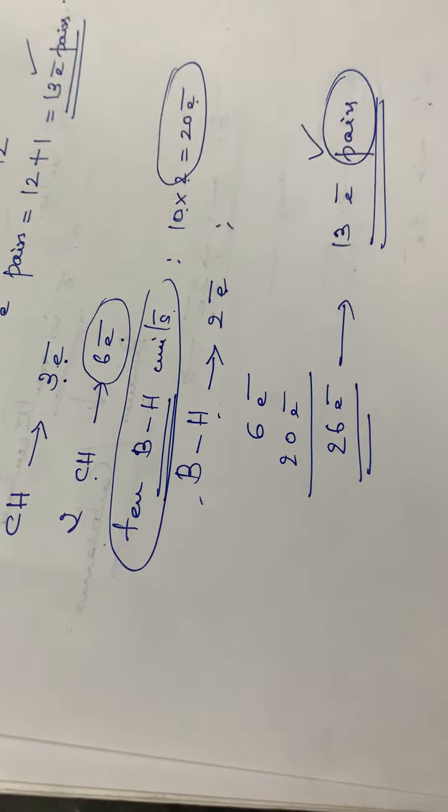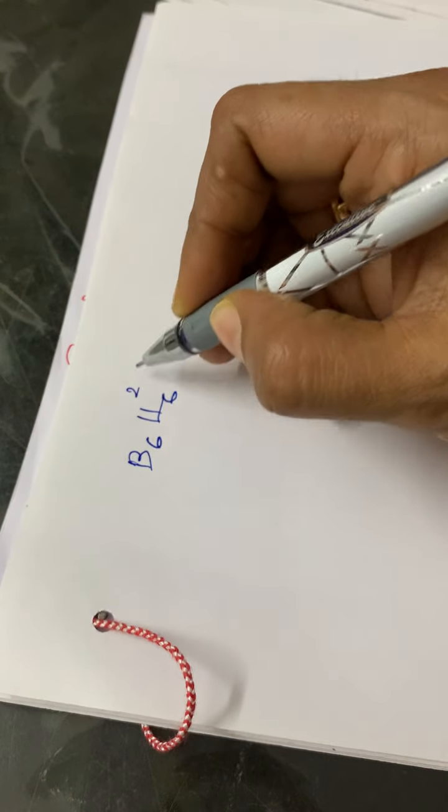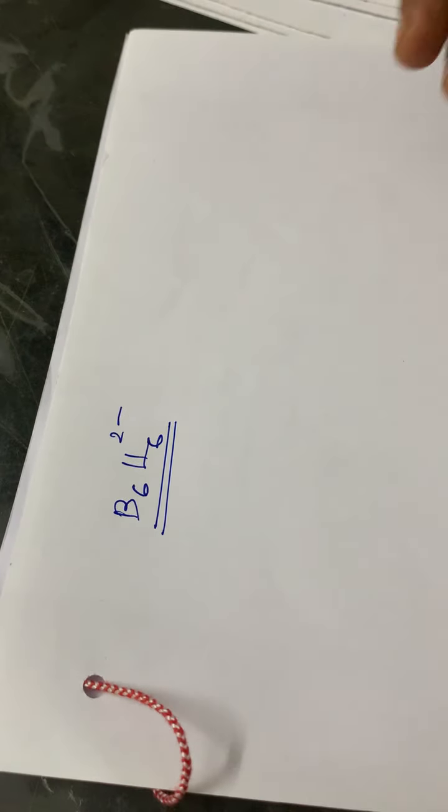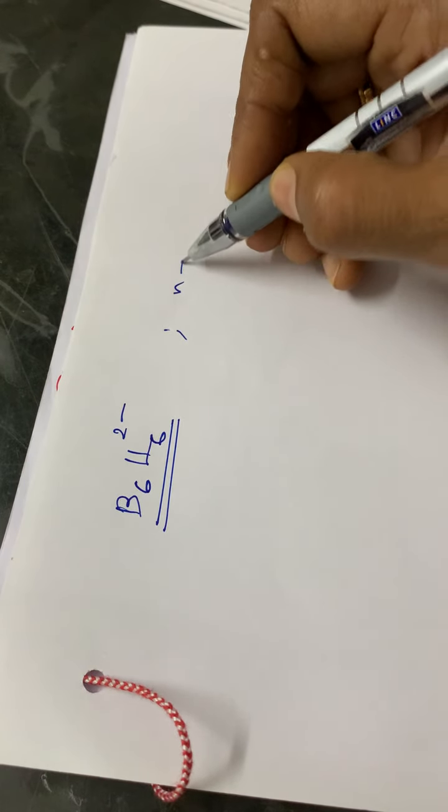Okay, then we can go through another example, that is B6H6 2 minus. Okay, this is a borane. B6H6 2 minus. Here, see, what is n?